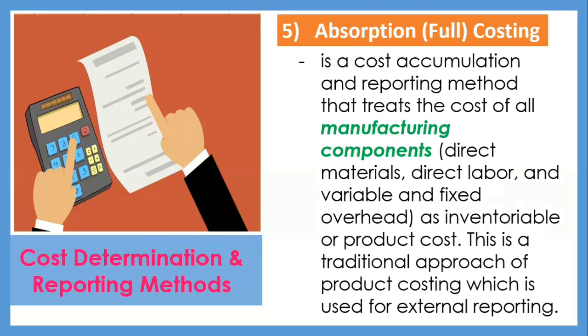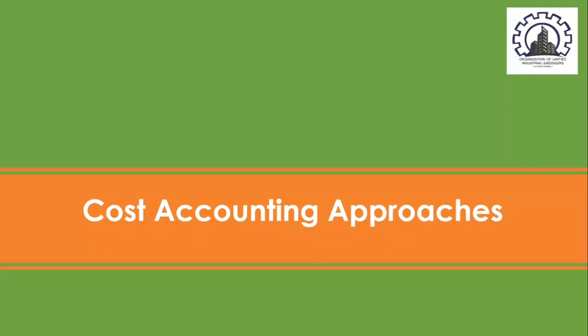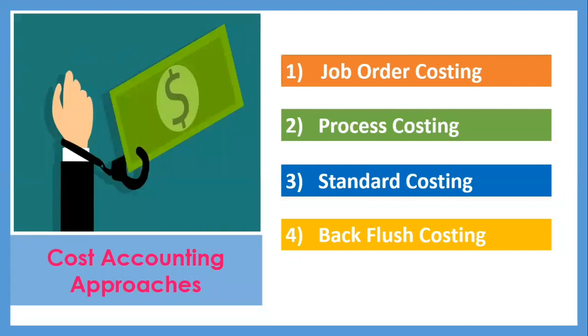Absorption or full costing is a cost accumulation and reporting method that treats the cost of all manufacturing components, direct materials, direct labor, and variable and fixed overhead, as inventoriable or product cost. This is a traditional approach of product costing, which is used for external reporting. All right, so the next key area that I'm going to be discussing right now would be cost accounting approaches.